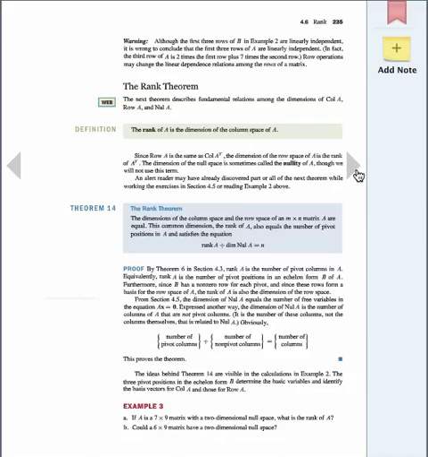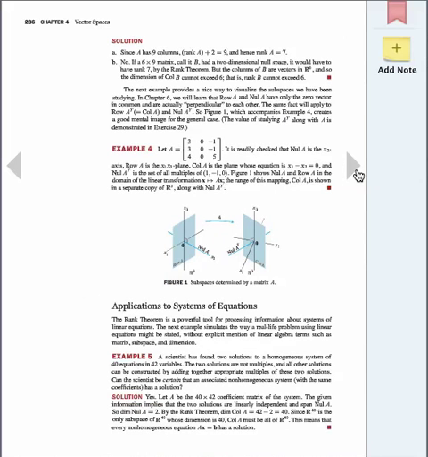Example 3 is valuable. Kind of lets us think a little bit about using rank, using these dimensions to make conclusions about matrices. Example 4 is more of the same. And example 5 is actually a lot of fun. I would give this a careful read. You do have one like this on the homework. I have occasionally asked questions like this on tests. So example 5 is worth your time.